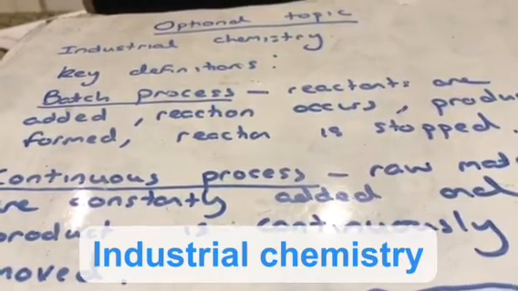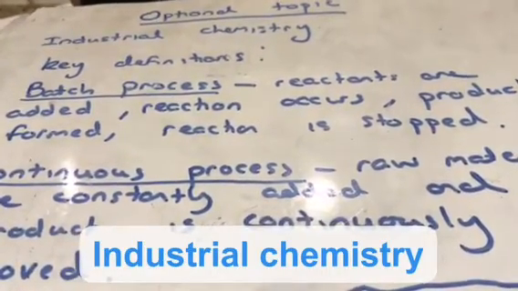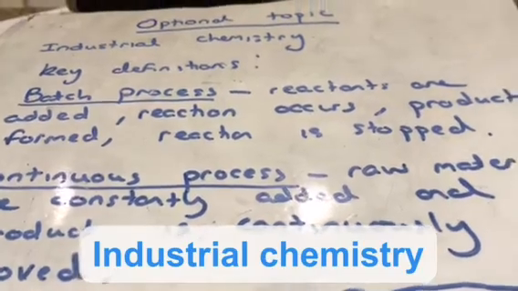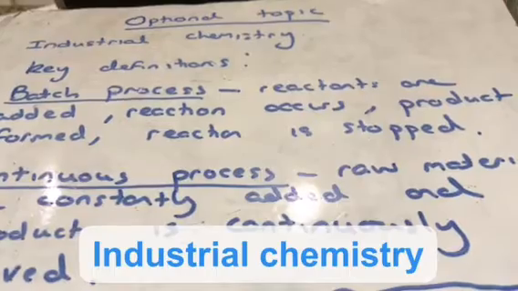So let's start off. Okay, so industrial chemistry. So the case study we're going to use is the production of ammonia and urea in IFI Cove, okay? So let's start with our key definitions first of all.